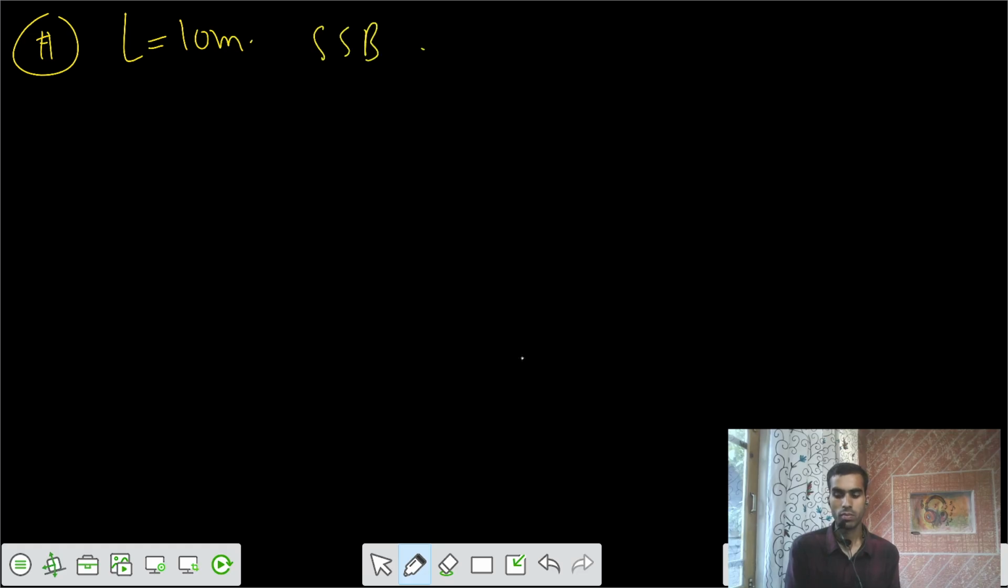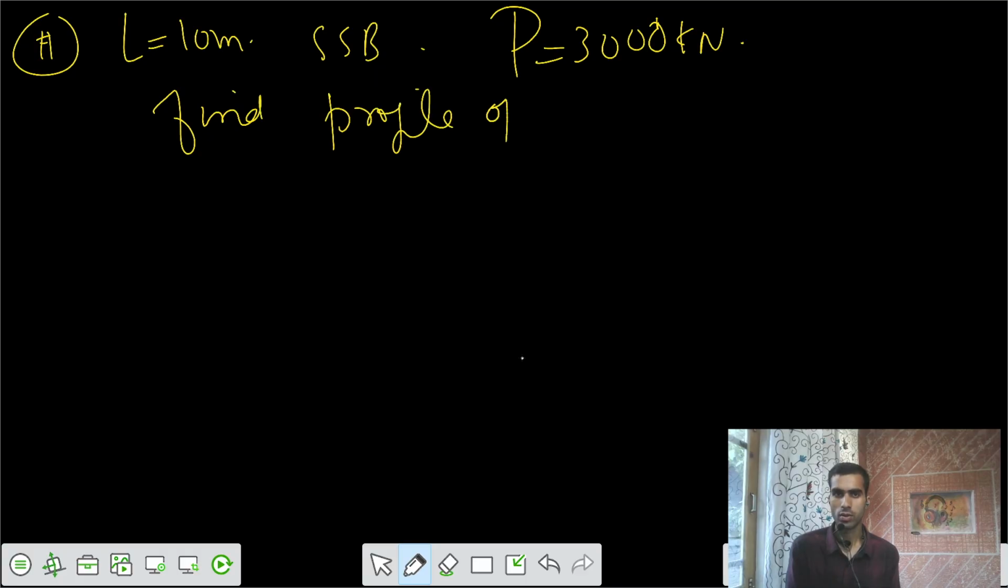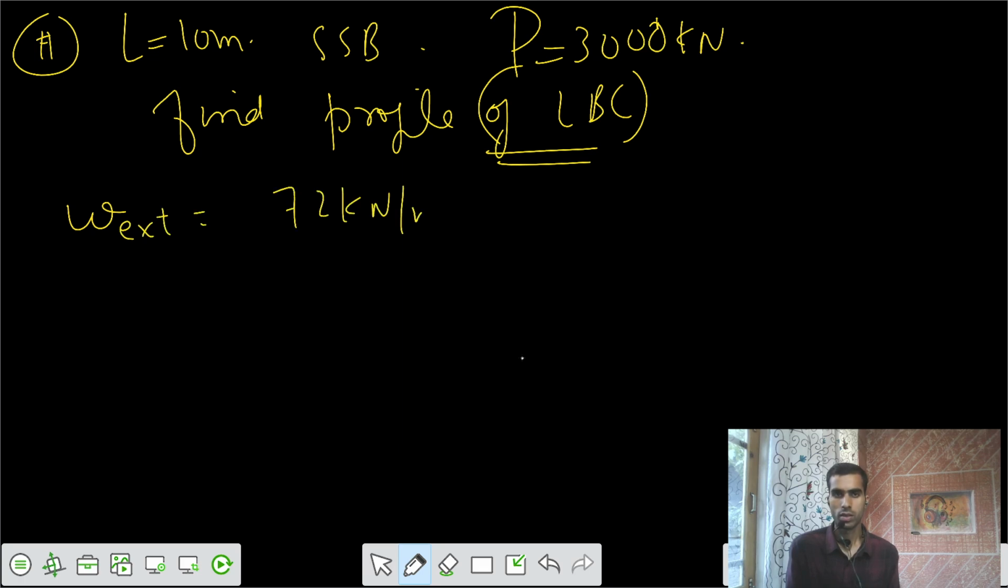So one more thing is that let's take a simpler problem. It's given that L equals 10 meters. We have a simply supported beam. Your prestress force is 3000 kilonewton. We need to find the profile by the load balancing concept for the UDL of 72 kilonewton per meter.